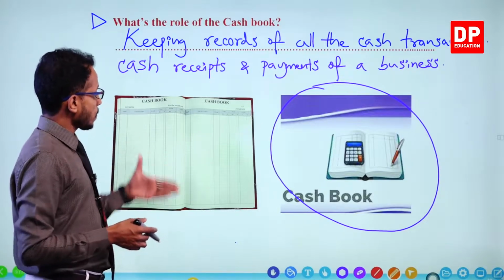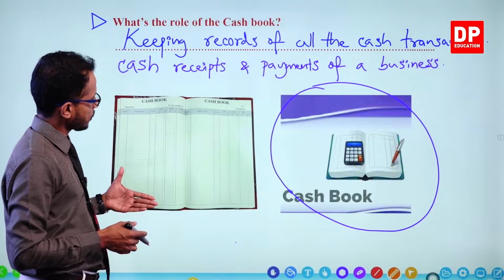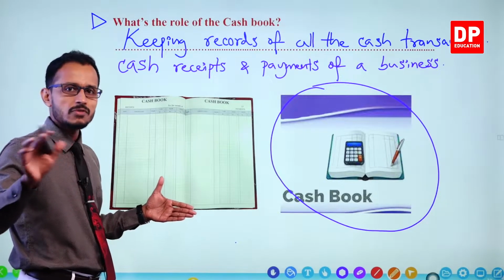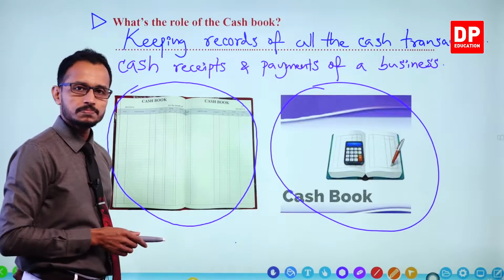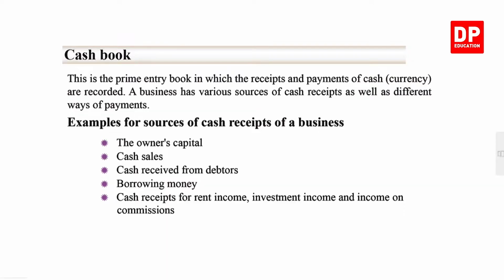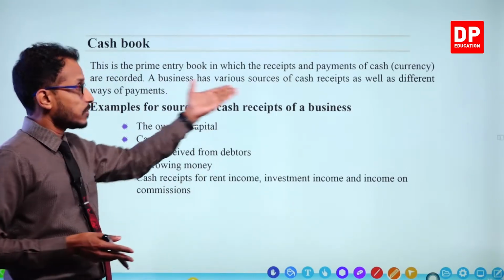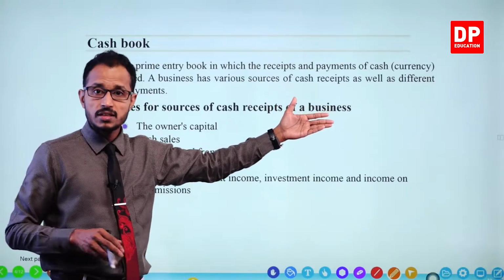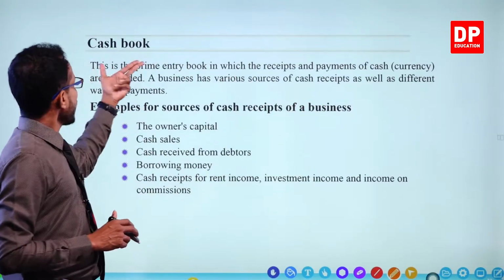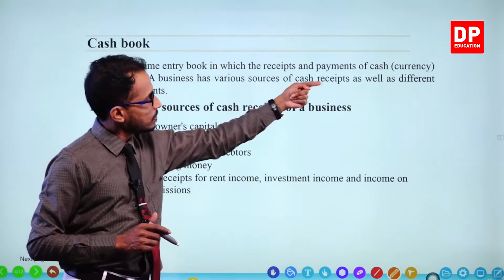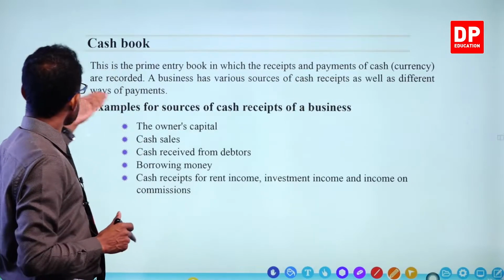And here you have the format of a cash book. It is a separate book, children, which is used in every business. All right. The textbook content, the pages of the textbook, if you want to go into detail, just refer to your textbook. It is explained very well, and even examples are given in the textbook, so always refer to the textbook. Cash book. This is the prime entry book in which the receipts and payments of cash, currency, are recorded.